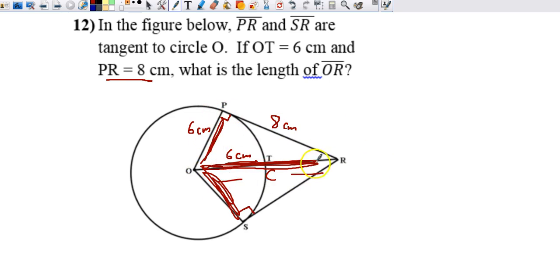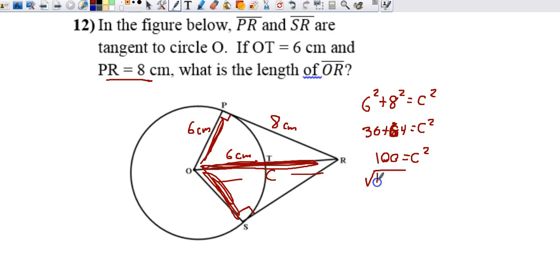So it's A squared plus B squared equals C squared. 6, 8, that should be 10. We can work it out. Oops, that's 64, not 84. And those are going to add to 100. So the square root of 100 is 10.